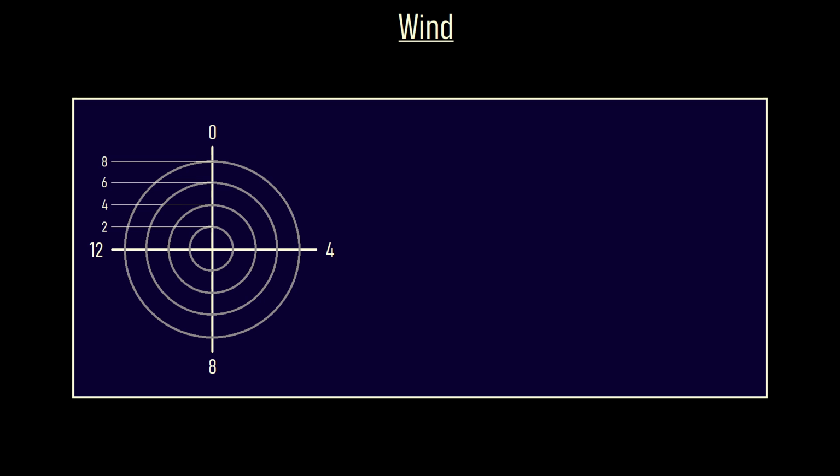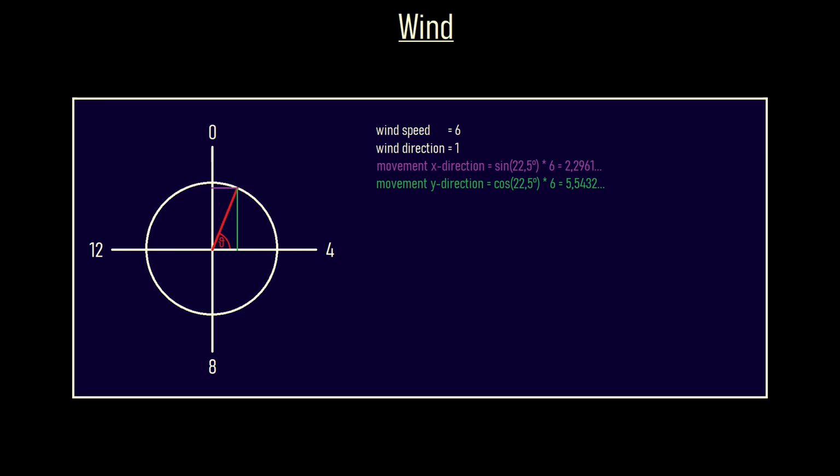Just like speed, a direction is not bound to integer numbers. I can have any number between 0 and 16. I use cosine and sine to calculate the wind speed in both axes, and that obviously creates numbers which are not integer. Let's take a speed of 6 and the direction of 1. The movement into x direction is around 2.2 and the movement into the y direction is around 5.5.